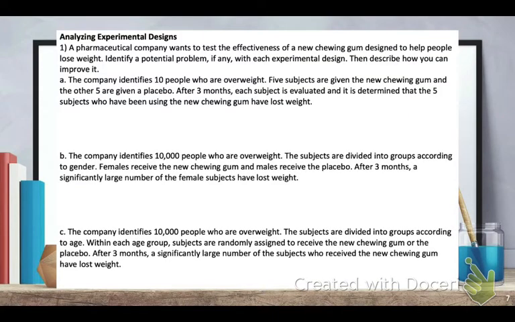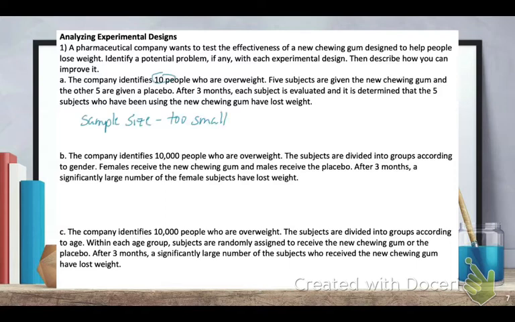Now let's analyze some experimental designs. So a pharmaceutical company wants to test the effectiveness of a new chewing gum designed to help people lose weight. Identify a potential problem in the descriptions below with each experimental design. Then describe how you could improve it. The company identifies 10 people who are overweight. 5 subjects are given the new chewing gum and the other 5 are given a placebo. After 3 months, each subject is evaluated and it's determined that the 5 subjects who have been using the new chewing gum have lost weight.